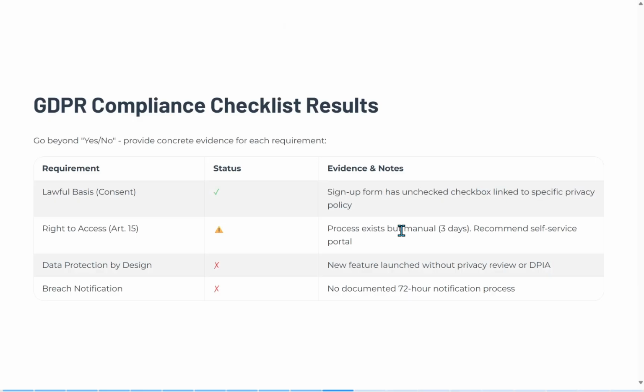GDPR compliance checklist. So it goes beyond yes or no. Provide concrete evidence for each requirement. We have the lawful basis. One of the requirements here is lawful basis, which is the consent. So the status is good. The evidence: sign-off form must have an unchecked checkbox or a check link to the specific privacy policy.